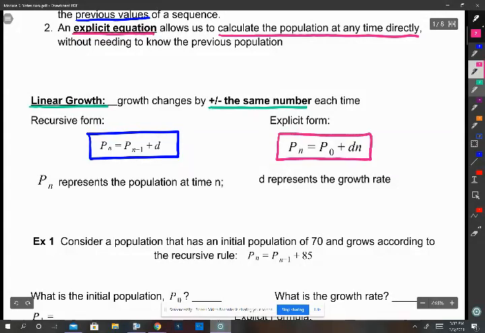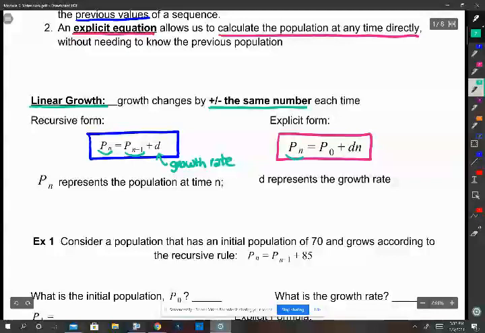When we're looking at the recursive formula, these two pieces never change. They always stay p sub n and p sub n minus 1. And all that means is the number that we're looking for and the number that we had previously. And our d value is our growth rate. Like, what are we adding or subtracting each time? Growth rate.